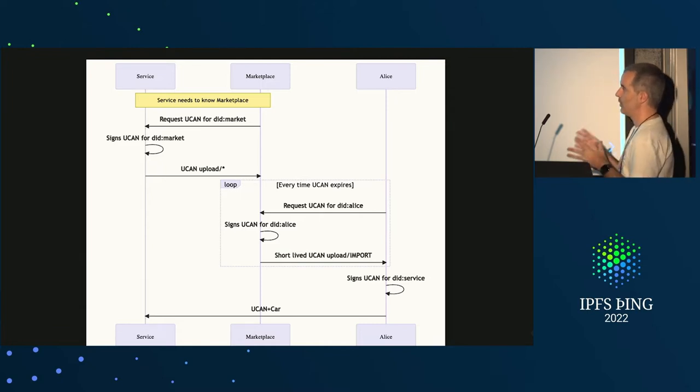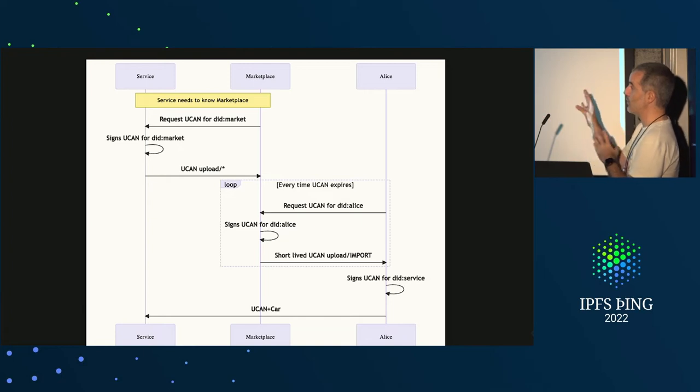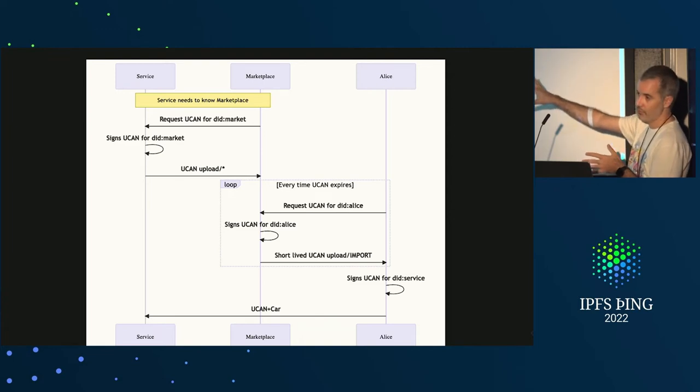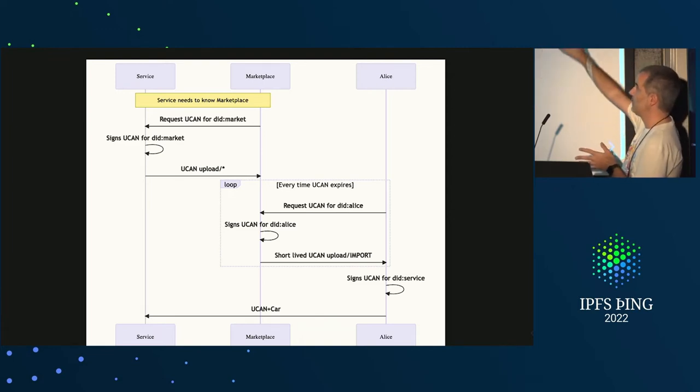This was the first prototype that we did when we started looking into UCANs, and this is actually in production, but it's a preview feature on NFT.storage. What we have here was to solve a real use case that we still have right now: we have our service NFT.storage, we have an NFT marketplace, and the marketplace has Alice, probably going to a website or a browser or something like that.